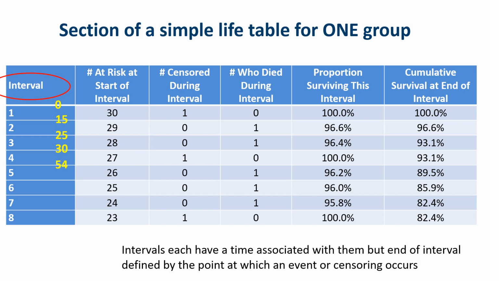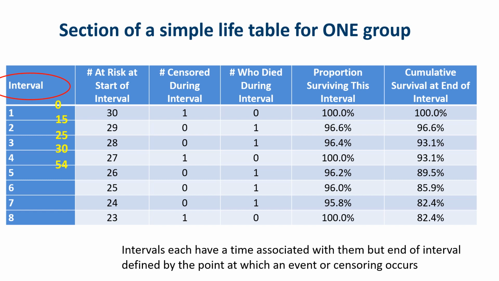I'm not going to go through all of these intervals, but this is quite an interesting interval. This one ends at 54 days, because at that point somebody is censored, somebody drops out. Now there's 27 at risk because somebody died in the previous interval. Nobody dies in this one, so the proportion surviving is 100%. And so the cumulative survival is 100% of the previous interval's cumulative survival of 93.1%, which is, of course, 93.1%.